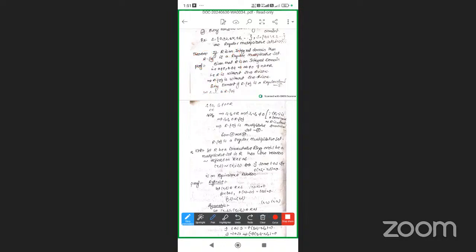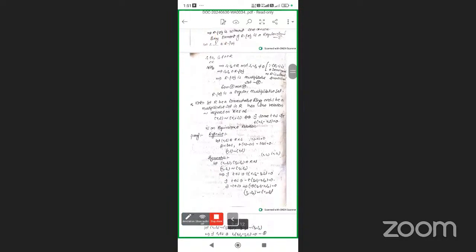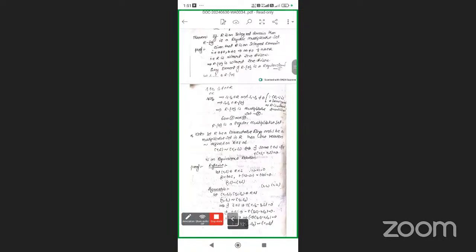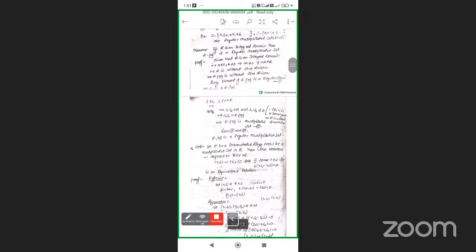This is equation 1. Now, regular element. Let S1, S2 belong to R minus singleton 0. So S1 is not equal to 0 and S2 is not equal to 0, both belonging to R.